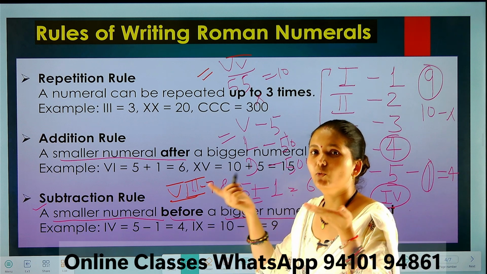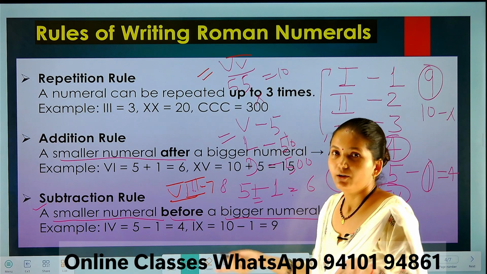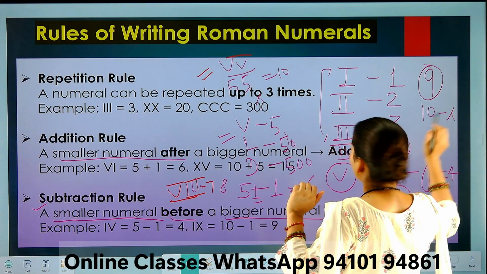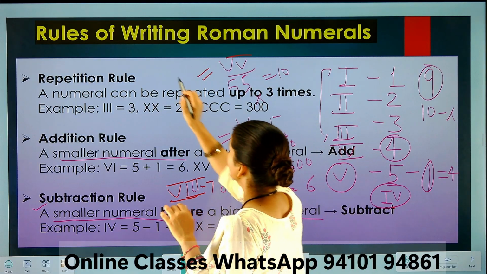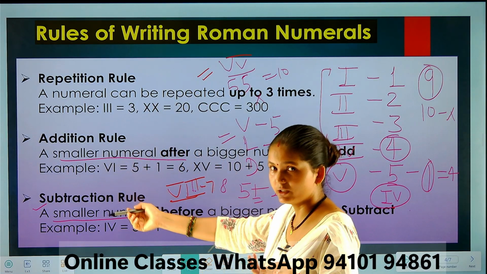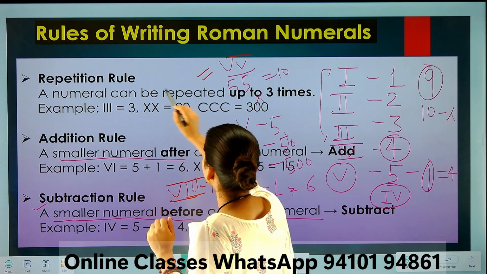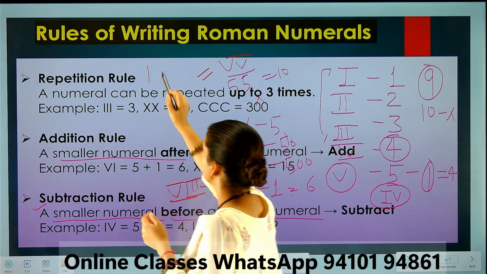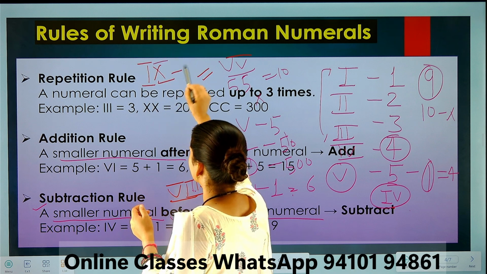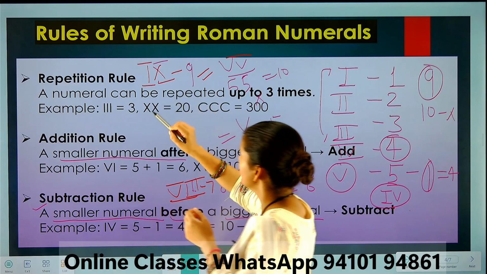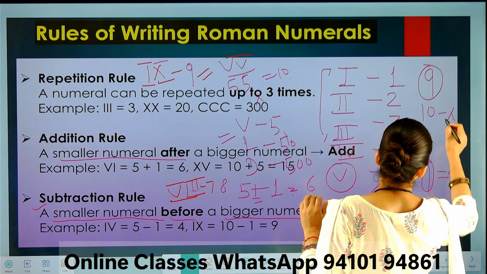When we subtract 1 from 10, we get 9. Easy. There are two numbers, 10 and 1, meaning we are subtracting 1 from 10, so we will get 9. So we will use the subtraction rule. And you know that at first we write the smaller value, 1, and then the bigger value, 10, because we are subtracting 1 from 10. So this is the Roman numeral of 9. Correct?